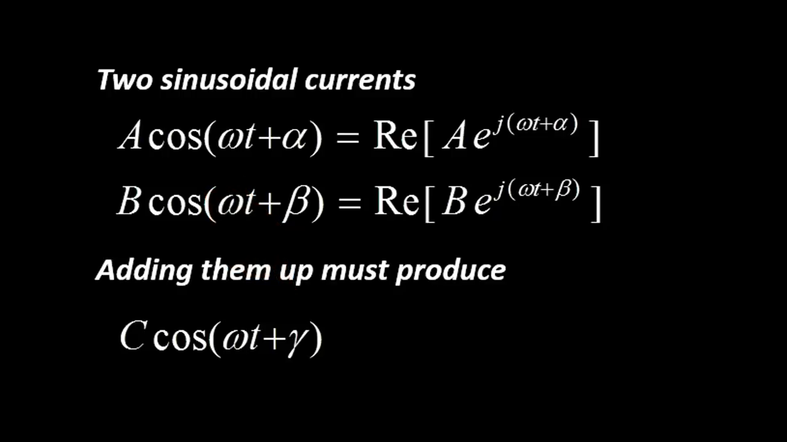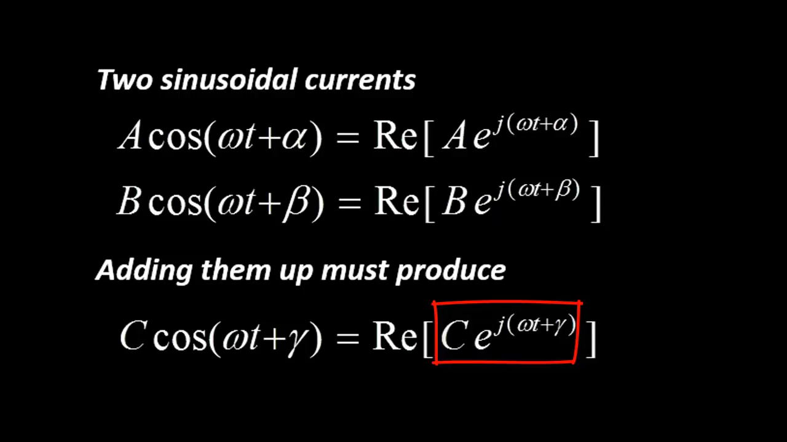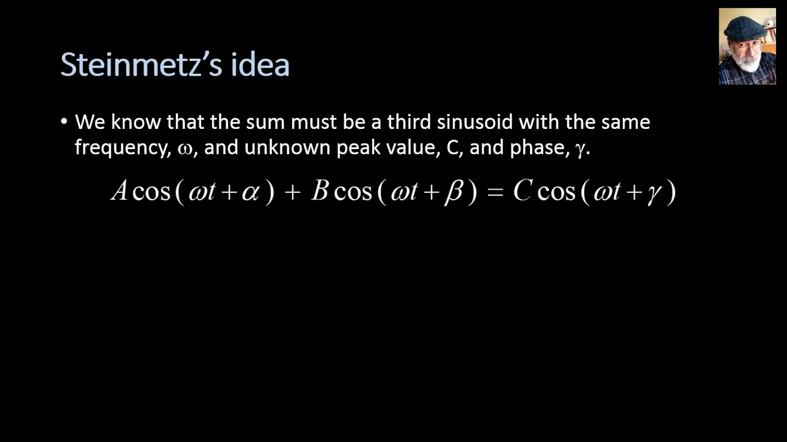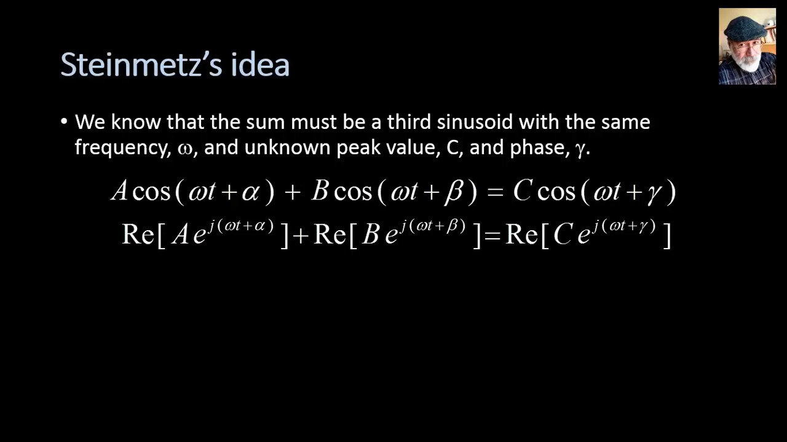But one thing that is known is that we can also represent that resulting current as a real part of an unknown complex number, like so. Let's write that as an equation on the next slide. We know that the sum must be a third sinusoid with the same frequency omega, an unknown peak value c, and an unknown phase angle gamma. That can be written as an equation of real parts of complex numbers this way.